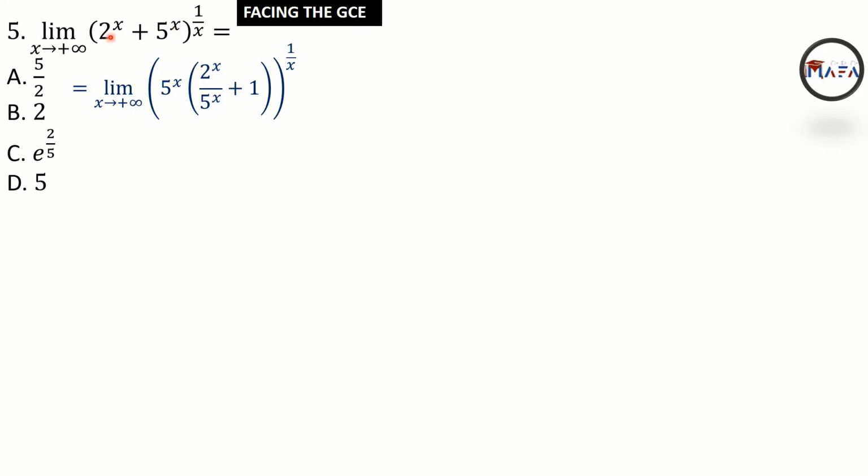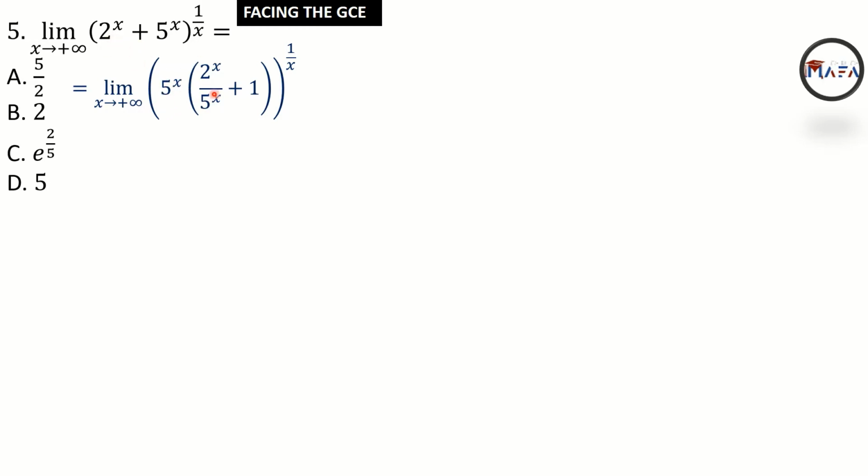Comparing 2 to the x and 5 to the x, regarding x tending to plus infinity, you see that 5 to the x will be tending to plus infinity faster than 2 raised to the power x. Both of them are exponential functions. The 5 raised to the power x tends faster than 2 raised to the power x because 5 is greater than 2. Alright, so with that said, we can factor out 5 raised to the power x from both terms.